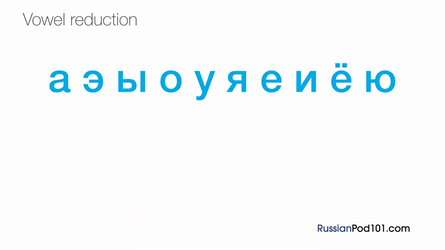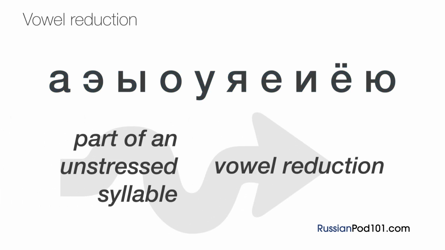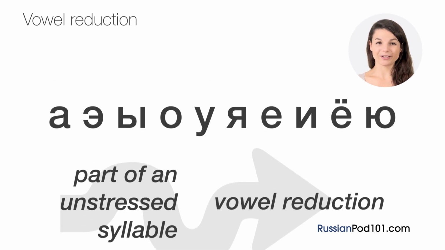In Russian, vowels will tend to undergo reduction if they are part of an unstressed syllable. This means that for vowels in unstressed syllables, the tongue becomes lazy and will want to stay closer to the center of the mouth, and so the vowel sound will change accordingly. But don't worry, we already covered every single vowel sound in Lesson 3. So if you've been studying properly, then you already know how to pronounce all of these sounds.